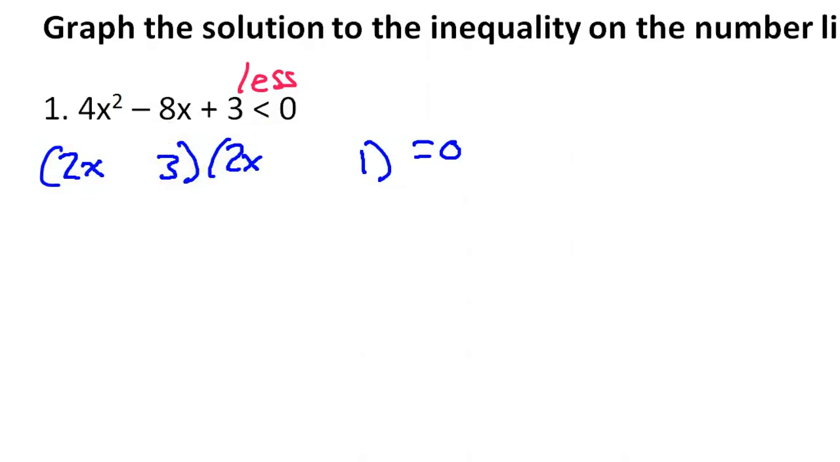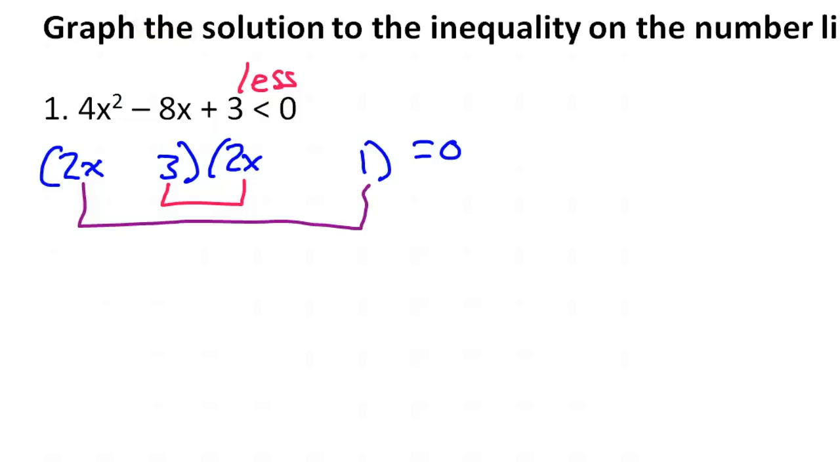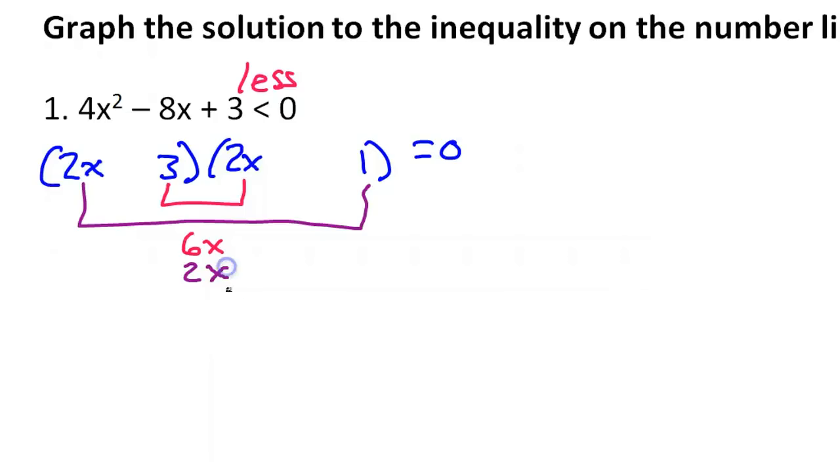Now the inner plus the outer has to equal the middle. When I say inner, I'm talking about these. When I say outer, I'm talking about these. So inner, I have 6x. Outer, I have 2x. I'm trying to get a middle of -8. Is there a way that I can get -8 out of 6x and 2x if I choose the signs properly? Well, yes, if I have a -6 and a -2, that will give me -8. So I can get a -6 if this is negative and a -2 if this is negative.